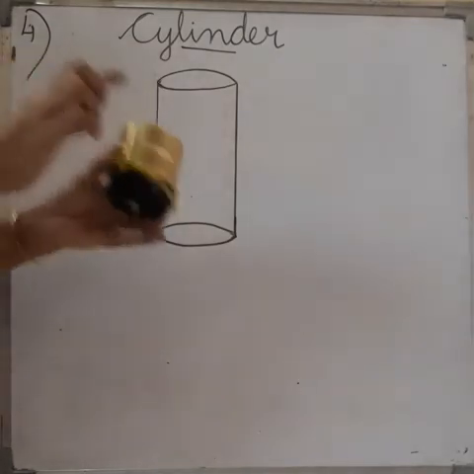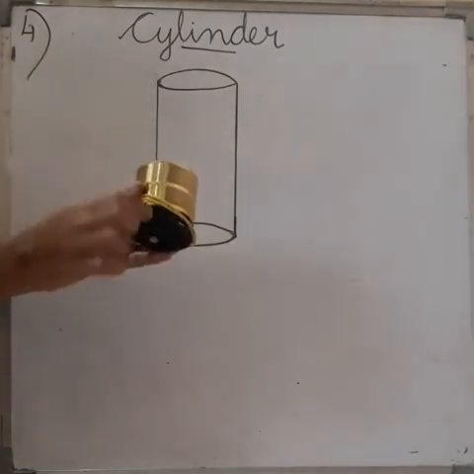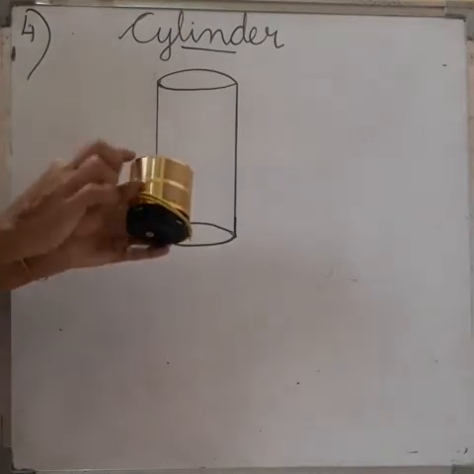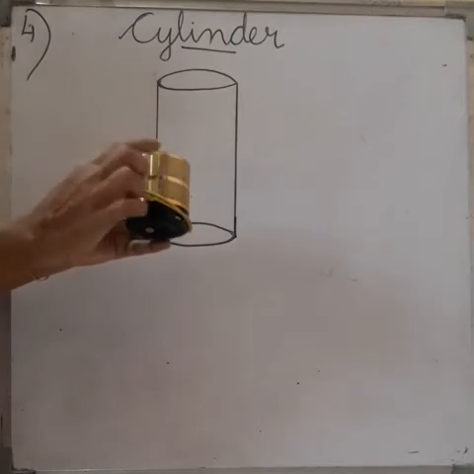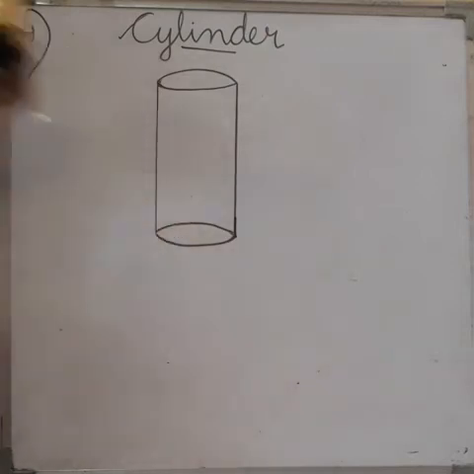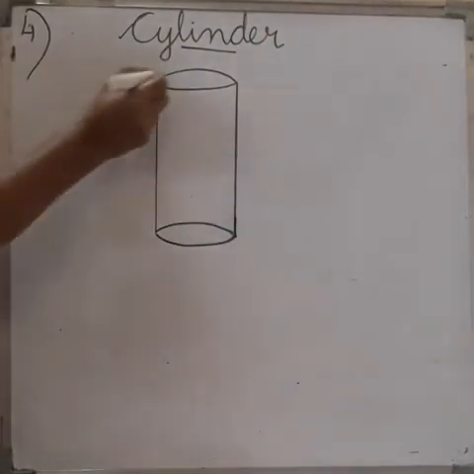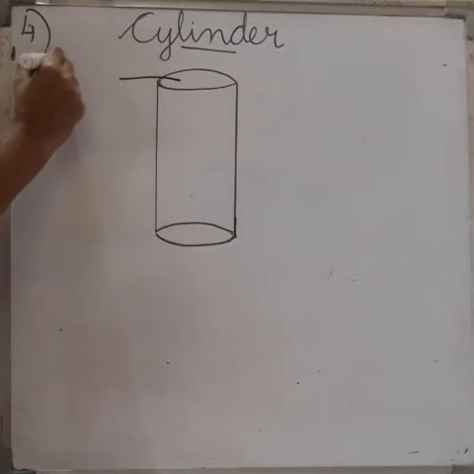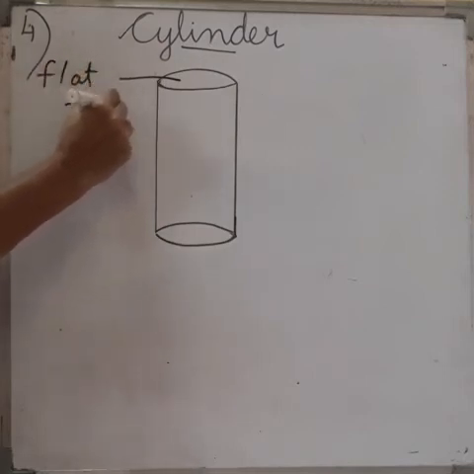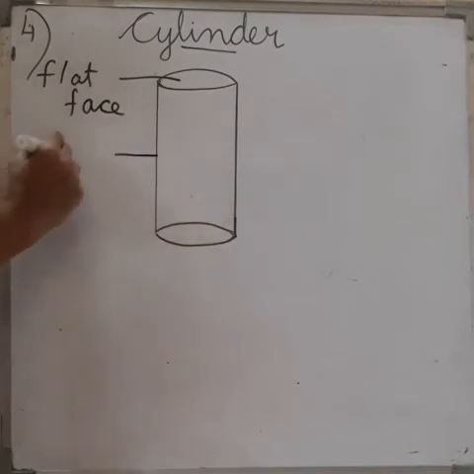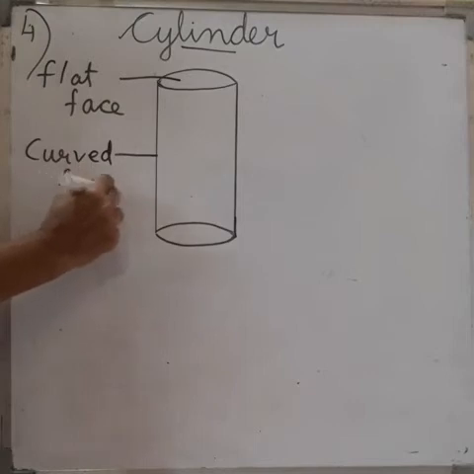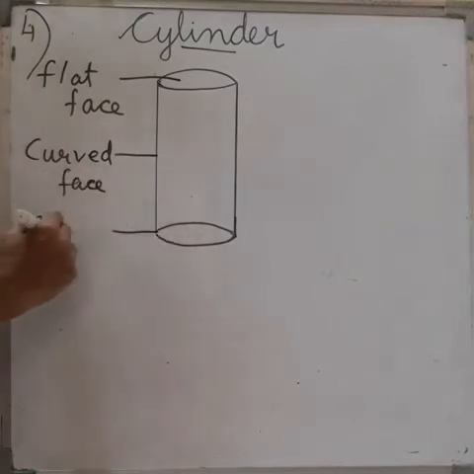And it has two edges. Both the edges are curved. No flat or plain edge is there. Clear? So, a cylinder has two flat faces and one curved face and two curved edges.